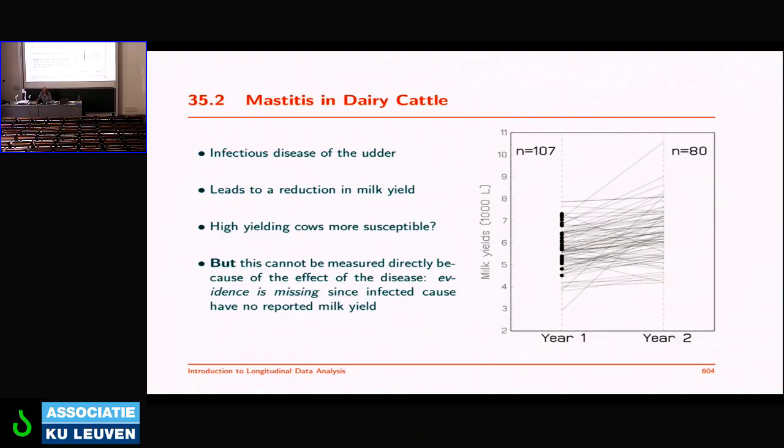There should be happening? No. Data do what they want. Observed data are what they are. Missing data are what they are. We only don't have them. So this example now: mastitis in dairy cattle.